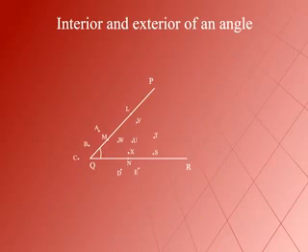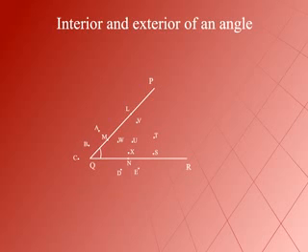Interior and exterior of an angle. Observe the figure shown here. We can observe that an angle divides a plane into three parts. The part that exists inside the angle is called the interior of the angle. For example, points U, V, W, X, S, T together form the interior of the angle PQR.